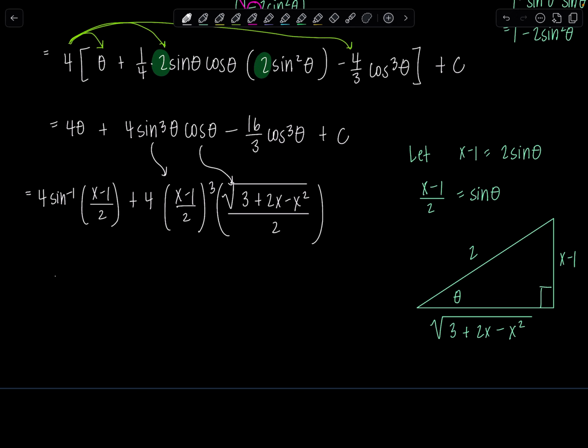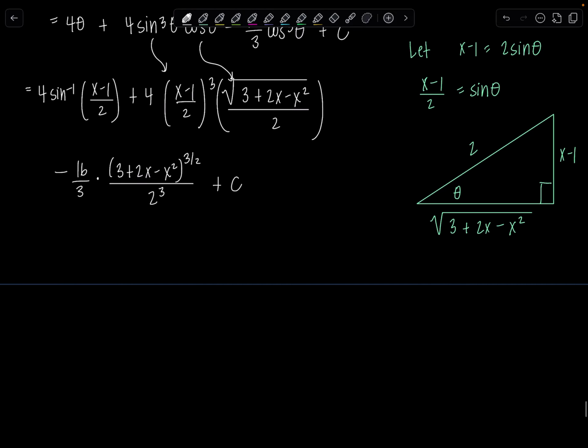Okay, then I have minus 16/3, excuse the spillover to the second line. Cosine cubed theta is going to be adjacent over hypotenuse cubed. Let me write this as 3 plus 2x minus x squared to the 3 halves, right? Since it's getting cubed, that would look so much better. 3 plus 2x minus x squared to the 3 halves, and then over that 2 would also get cubed, plus c. Good. The worst is over. Now it's just time to clean up. We've only got like one more line of work to do.